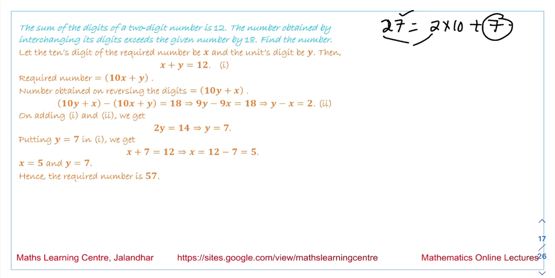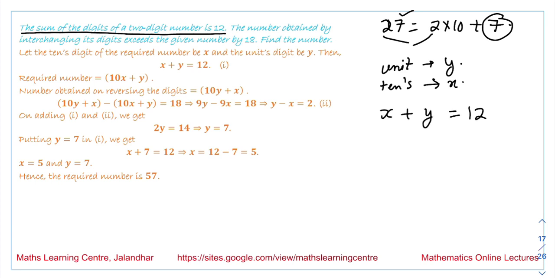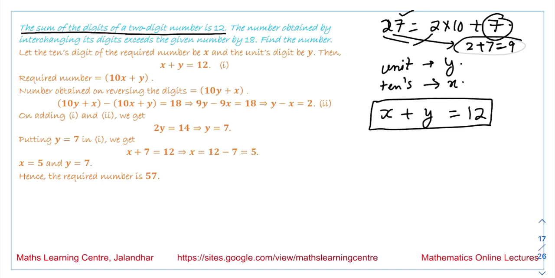The sum of the digits of a two-digit number is 12. So suppose the unit digit is y and the digit at tens place is x. The sum of both these digits, x plus y, is given to be 12. This is just the sum of the two digits. In the case of 27, the sum of the digits is 2 plus 7, which is equal to 9.